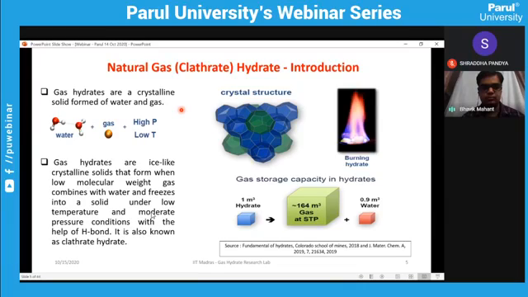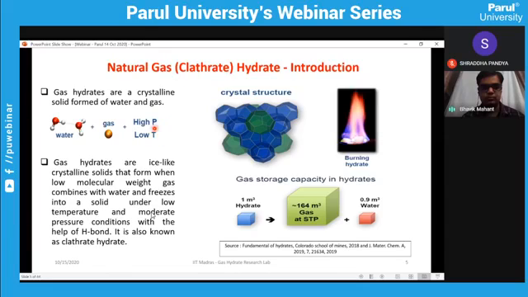First is a basic hydrate, which is made from metal compounds like iron hydroxide hydrate and magnesium oxide hydrate. So there are different types of hydrate. It has some chemical bonding in between. But here we talk about the natural gas hydrate, which is also known as a clathrate hydrate.